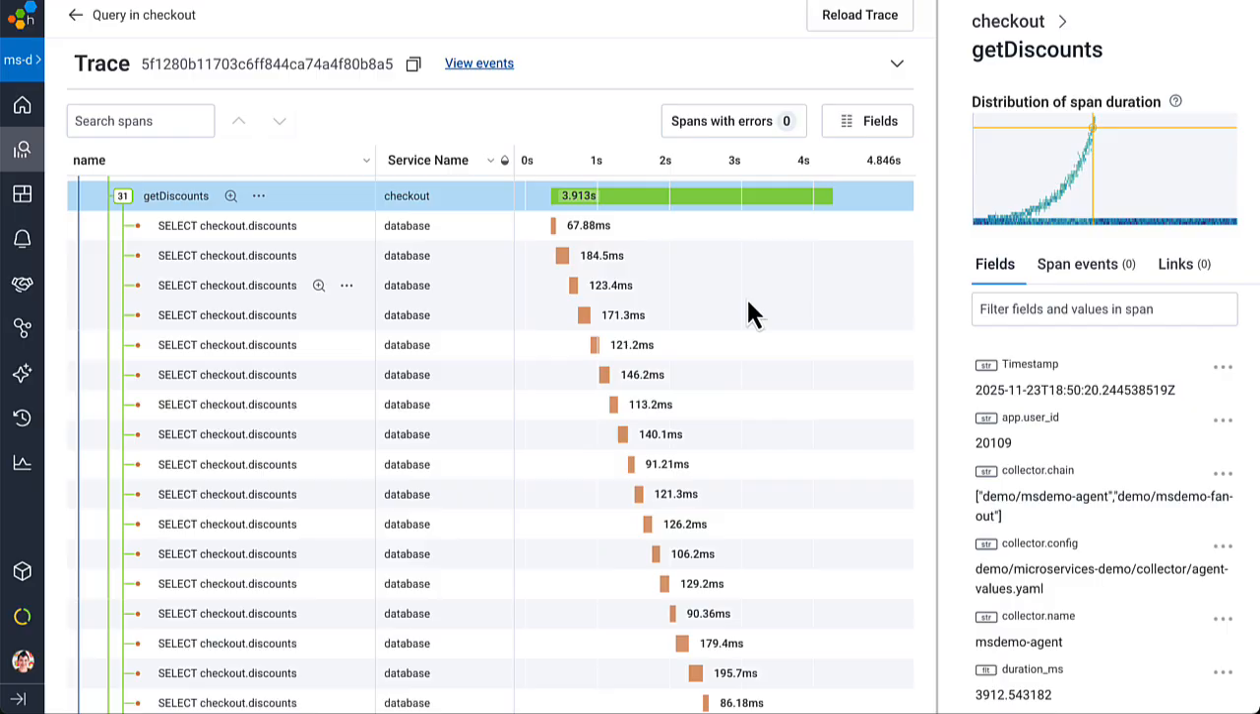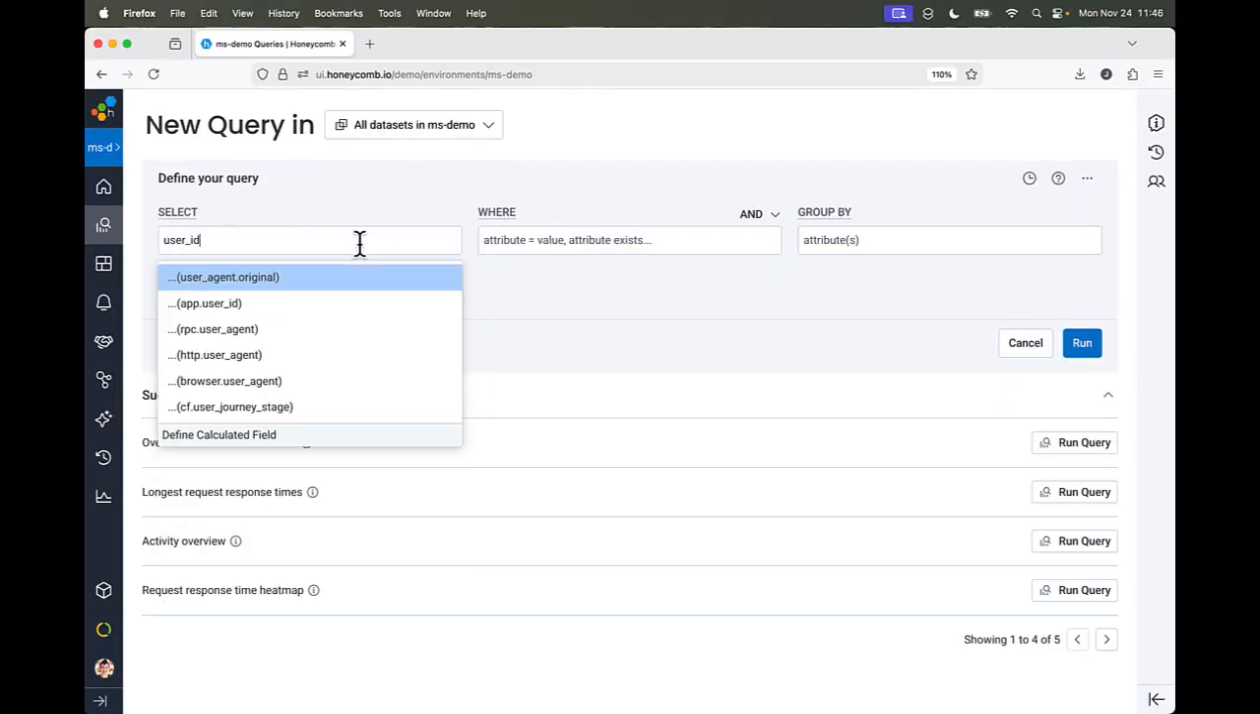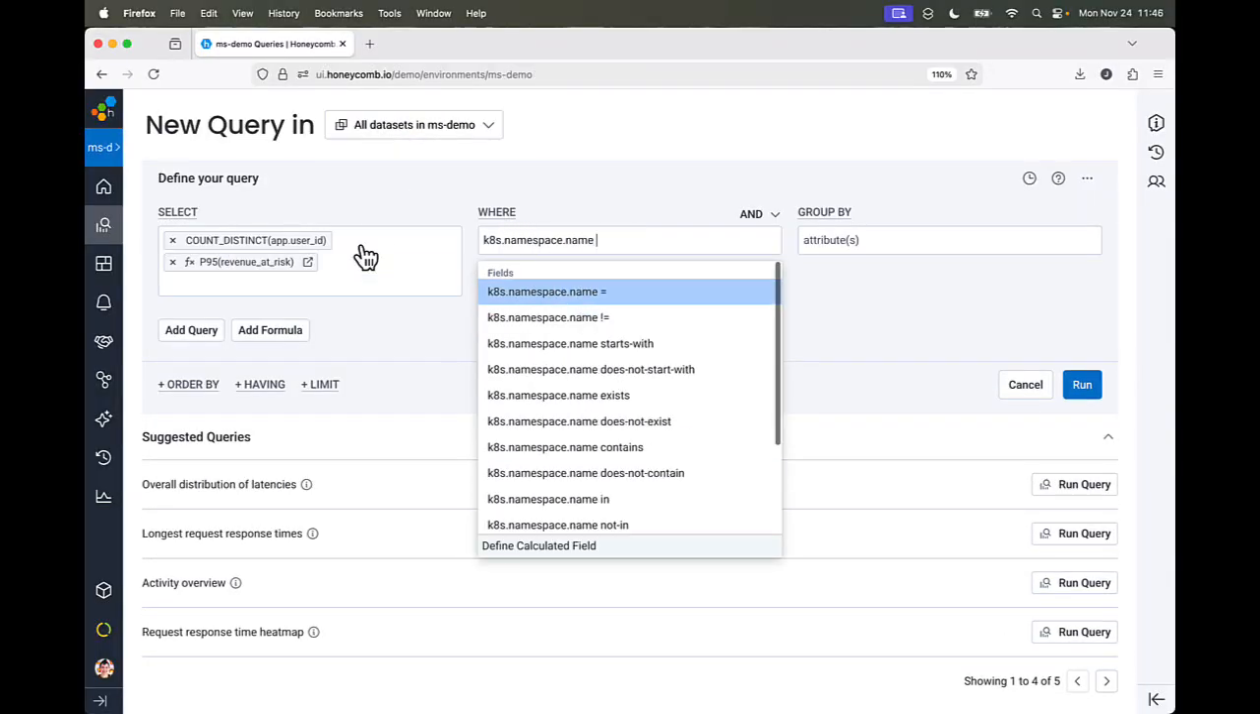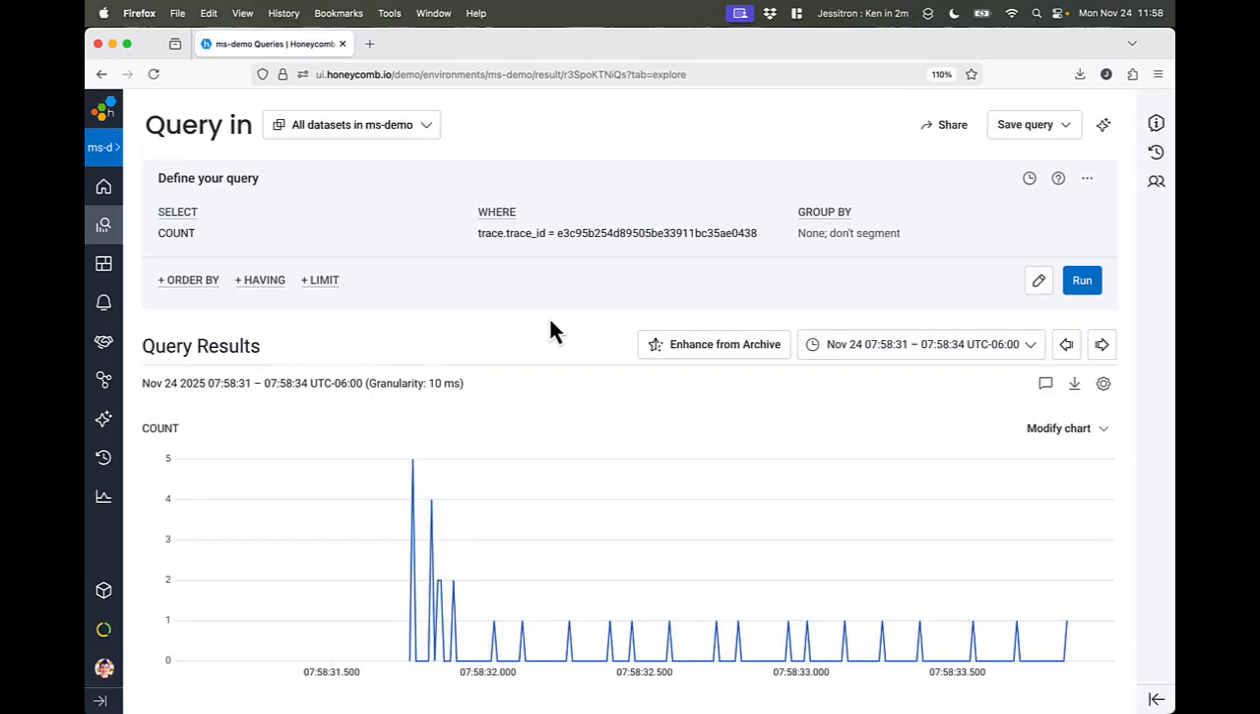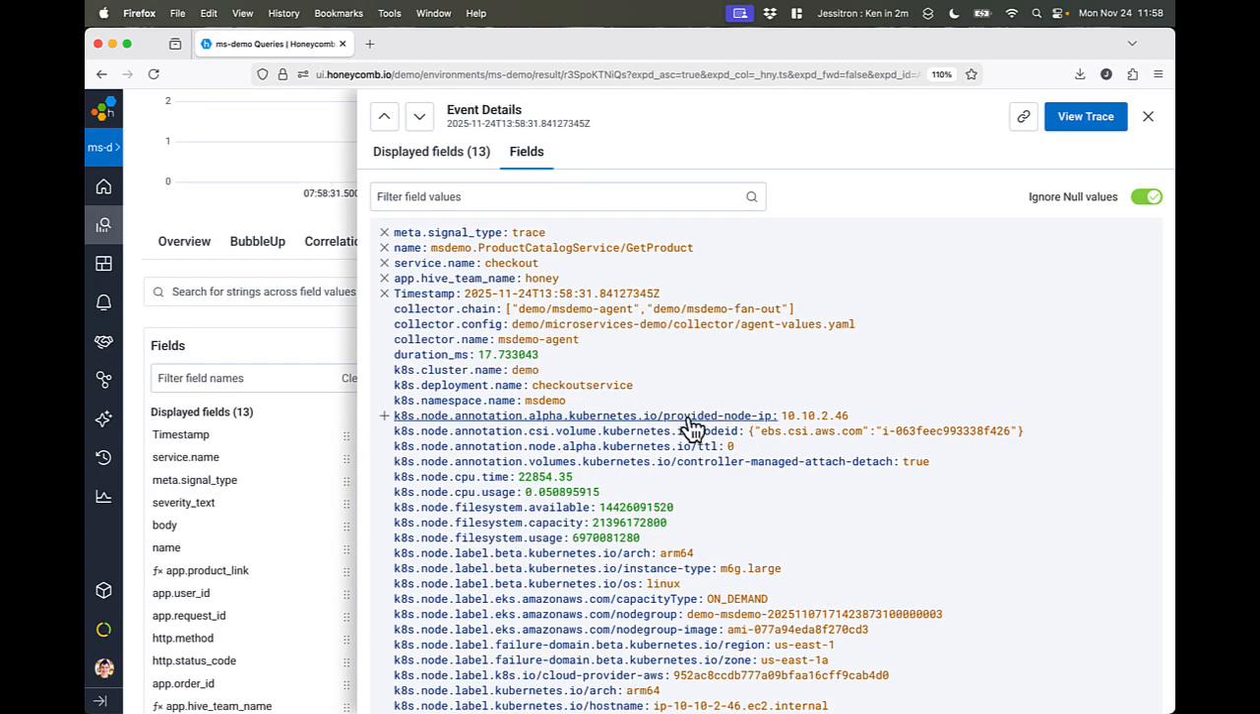And maybe this is part of that excessive memory use. From here, I know which team to contact and where to look in the code. This combination of graphing anything, time series, traces, or logs, and digging down into rich data, this is what makes Honeycomb the observability platform for what comes next.